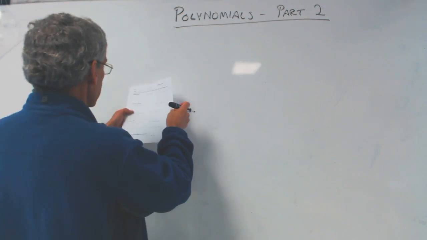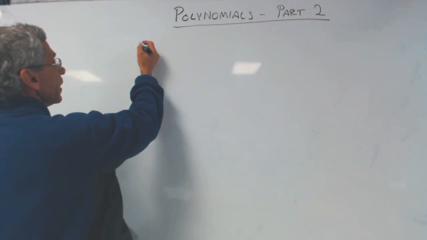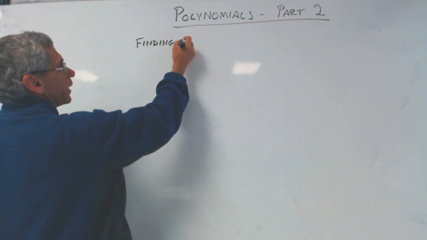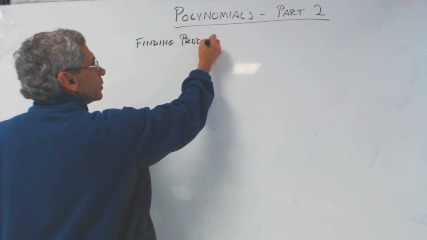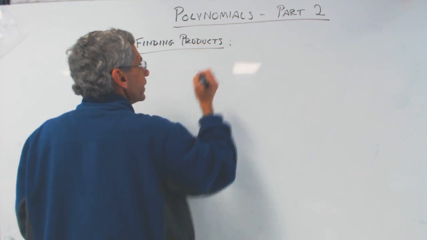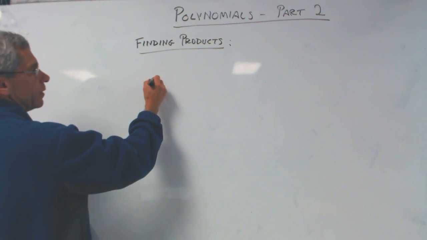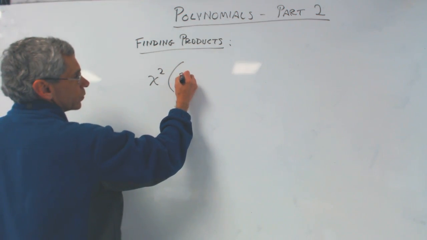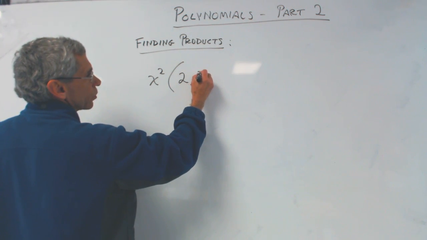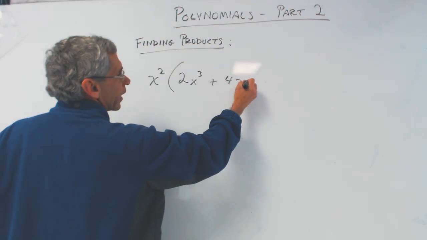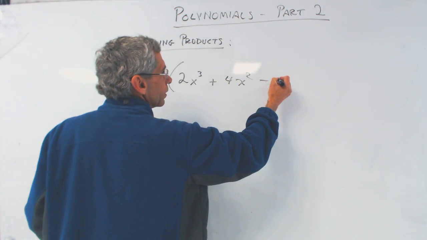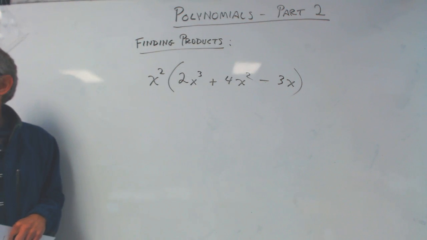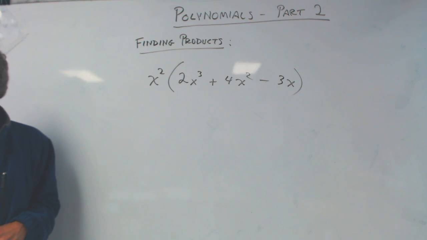Okay, now we're going to talk about finding products. This is where you need to sort of pay attention. It's actually quite easy, but it's a little trickier than adding and subtracting. So if I had x squared times the quantity 2x to the third plus 4x squared minus 3x.